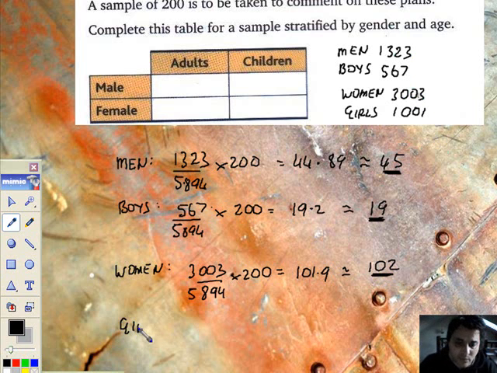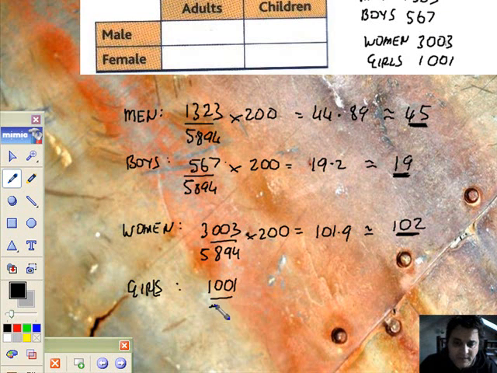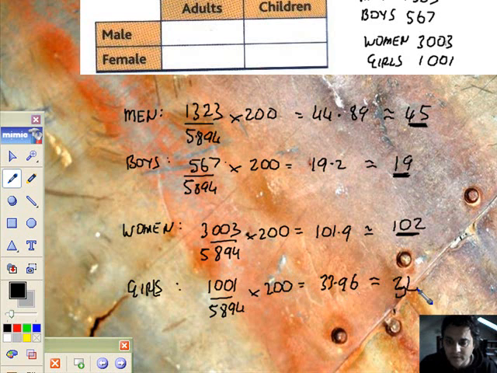So, and last step of all, the girls. Oh, missed out the L. Girls. How many girls we got? Right, 1,001 divided by 5,894. Multiply that by 200, and that will give us 33.96 little girls, and therefore let's talk to 34 of them.